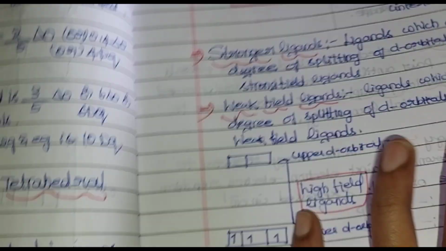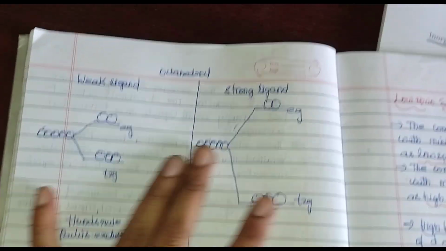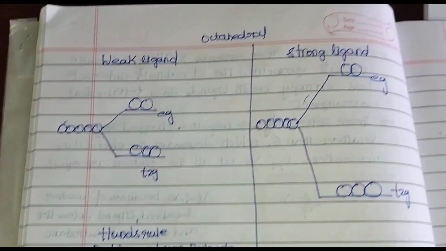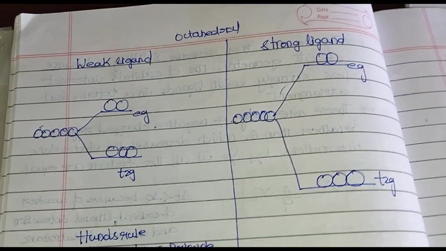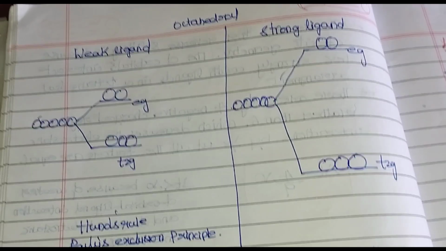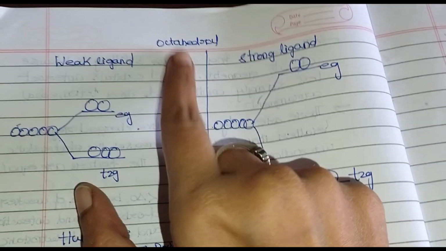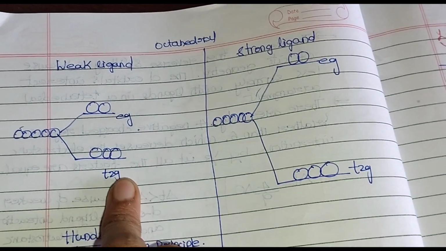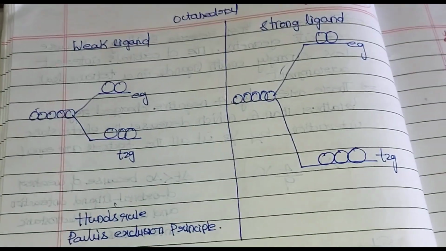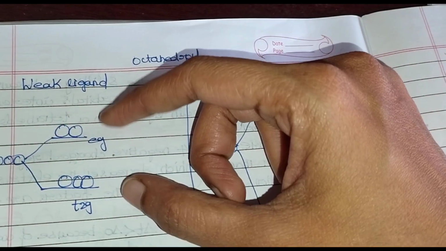The spectrochemical series is over. Then how does the splitting take place in an octahedral field with weak ligands and with strong ligands? I already told you that with weak ligands the splitting is very small. So in the octahedral field t2g will be down, lower energy, and eg will be high. The 5 d orbitals will be split very little with a weak ligand.